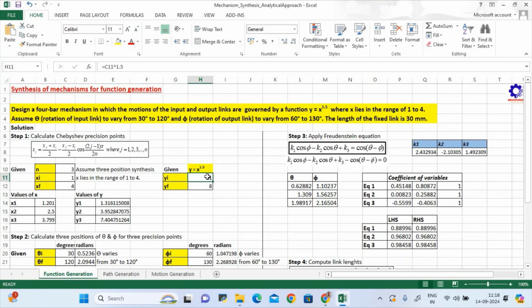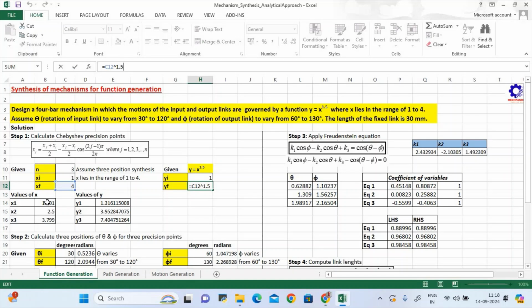For example, to calculate yi, I have taken this cell C11. So you can see the expression here. This will be simply C11 to the power 1.5. Similarly, for yf, I have taken this cell which is C12. So you can see the expression here. So this will be basically C12 to the power 1.5. All the formulas in the particular cell you can see in this top bar, the formula bar.